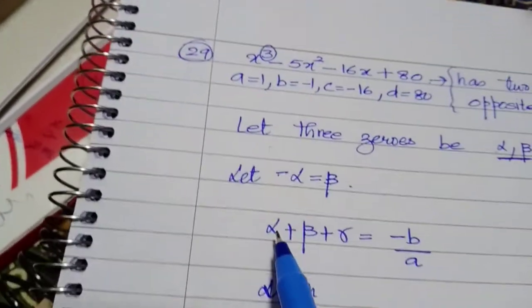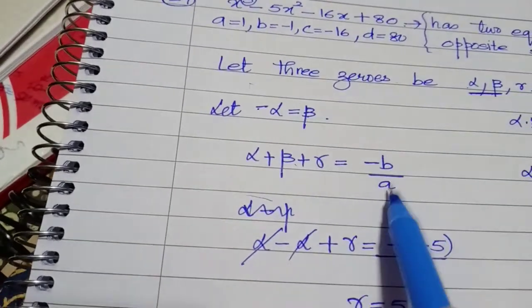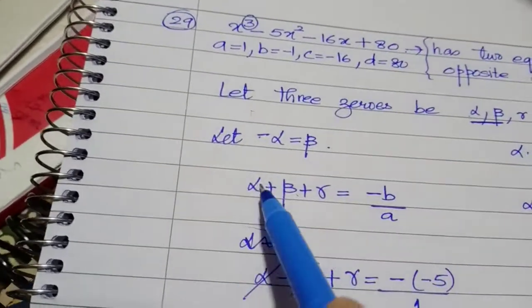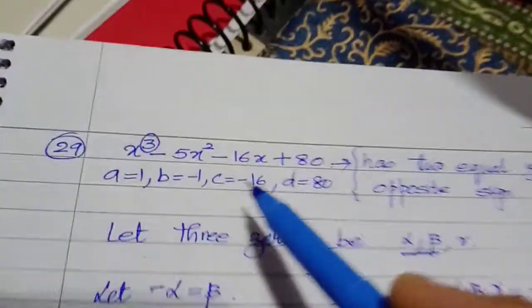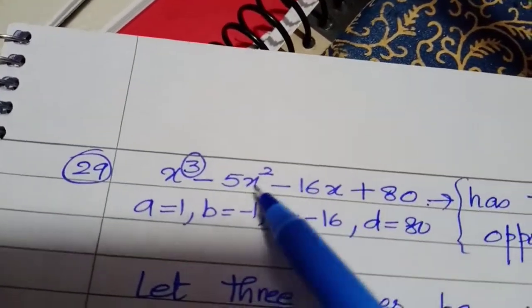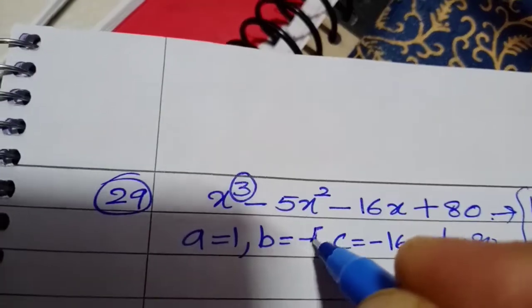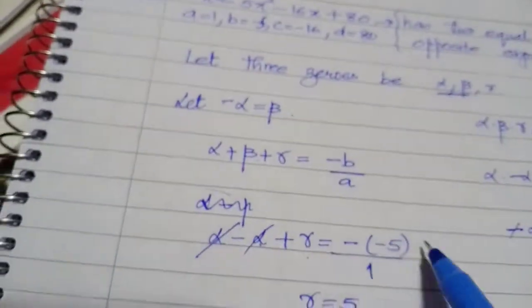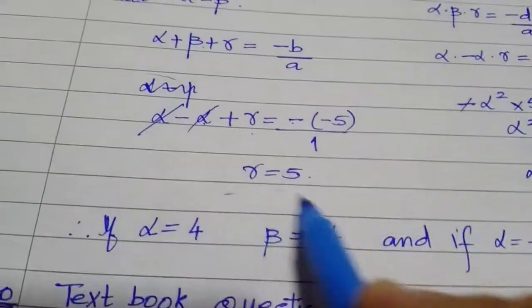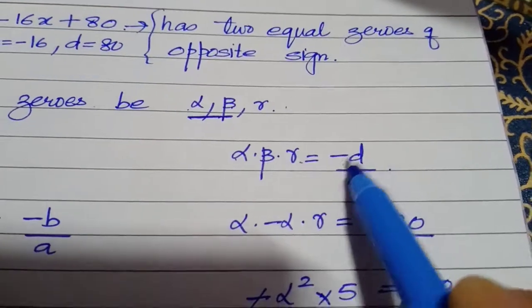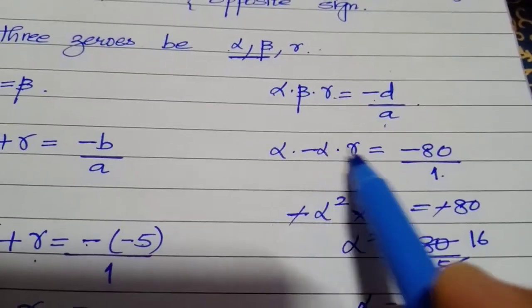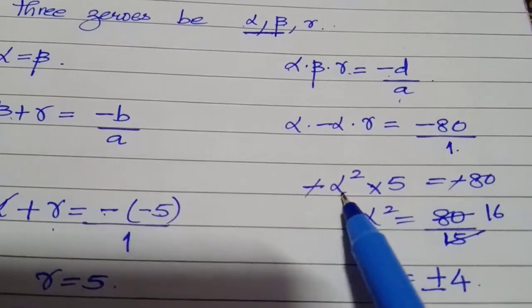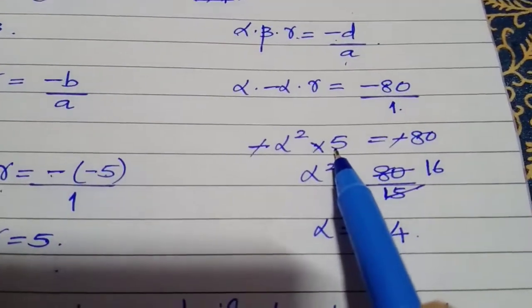ठीक है. Now we know that alpha plus beta plus gamma is equals to minus b by a. अल्फा की जगह पे अल्फा लिखा, बीटा की जगह पे माइनस अल्फा, प्लस गामा इज इक्वल्स टू माइनस बी हियर इज -5 of -5/1. ये पॉजिटिव हो गया. गामा इज 5. We know alpha into beta into gamma is equals to -d/a. बीटा के जगह पे माइनस अल्फा डालो, गामा इज इक्वल्स टू दिस. I get minus alpha square. गामा का अभी भी वैल्यू निकाला 5.